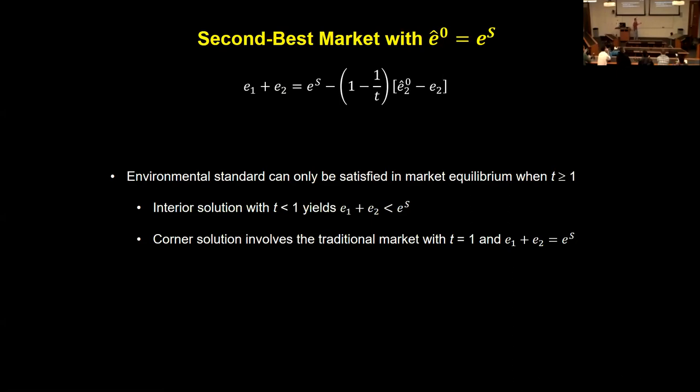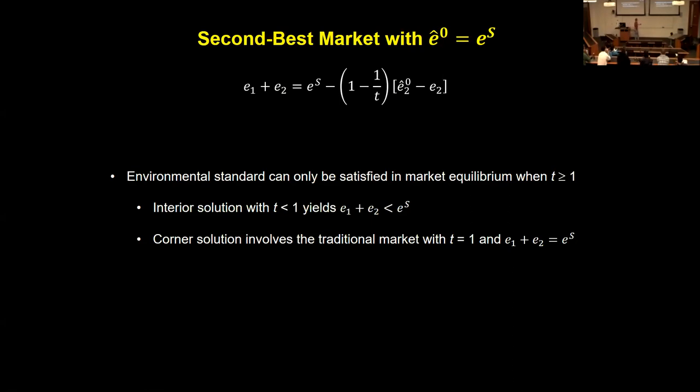Now, this is total emissions in a market equilibrium. This is not actual regulated emissions. I'm not actually mandating that these emissions be less than the standard. I'm just saying, let's suppose we regulate emissions equal to the standard and we let people trade and see what they do voluntarily. And what this is telling us is that if T is greater than one, voluntarily we expect them to emit less than the standard. This might be politically a little bit more viable.